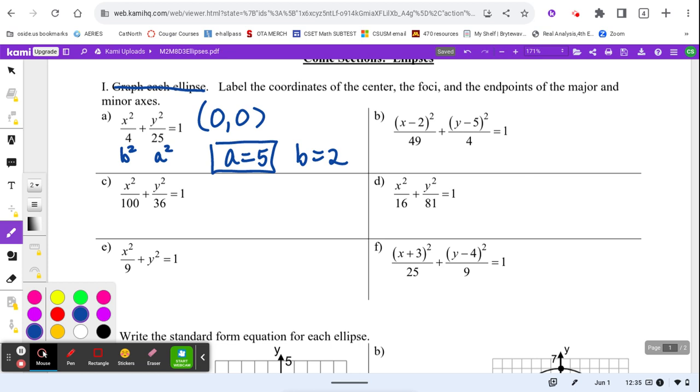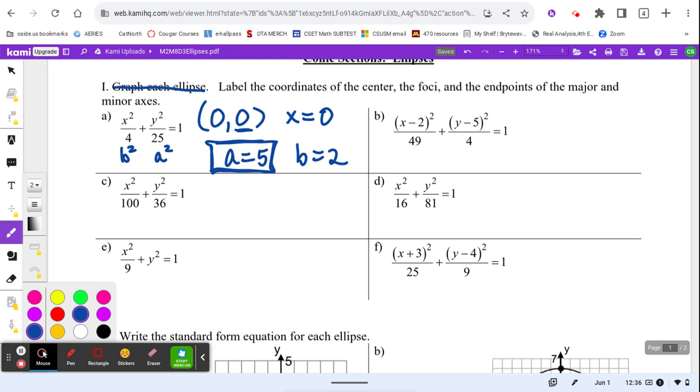And so our major axis, I want you to picture that the y is going up 5 and down 5. So your major axis is going to be vertical, going straight up and down through the center at x equals 0. So it's going to be this y coordinate, because the a is underneath the y.